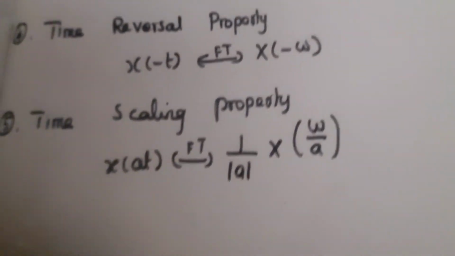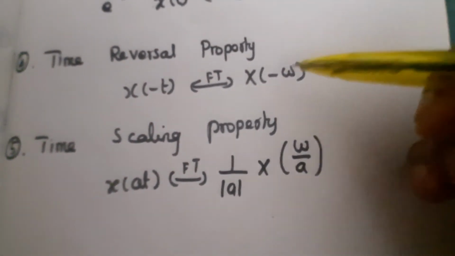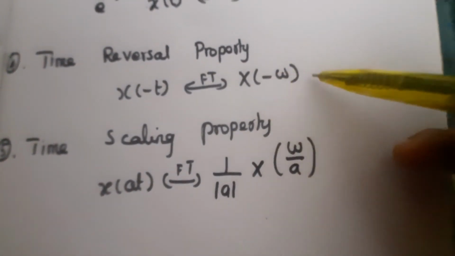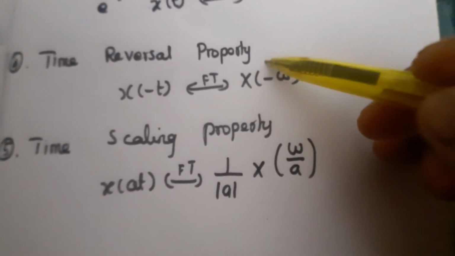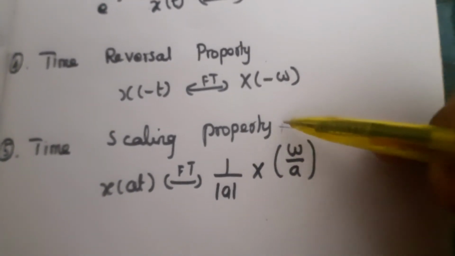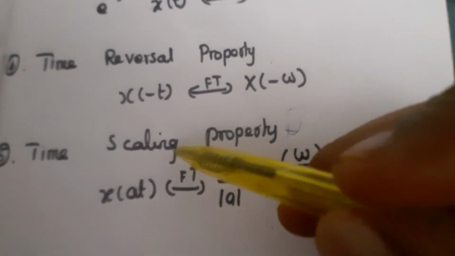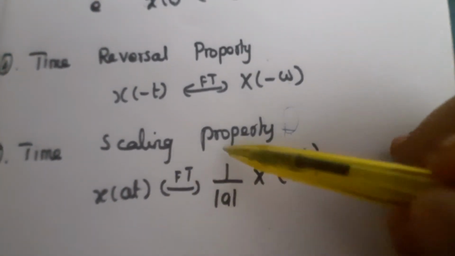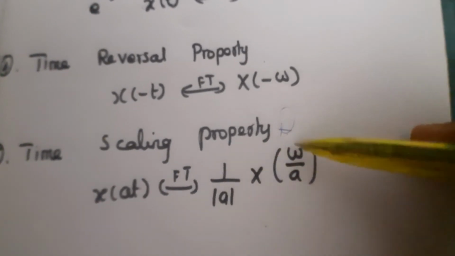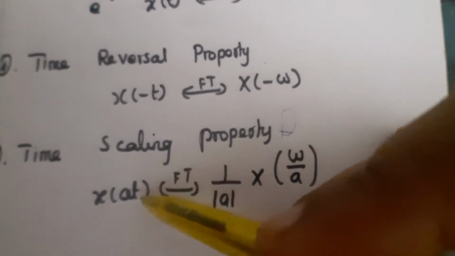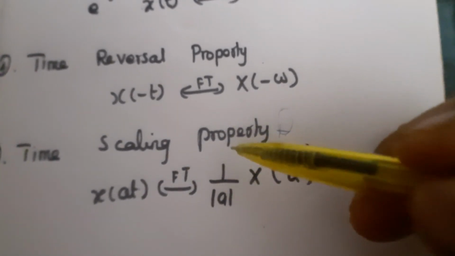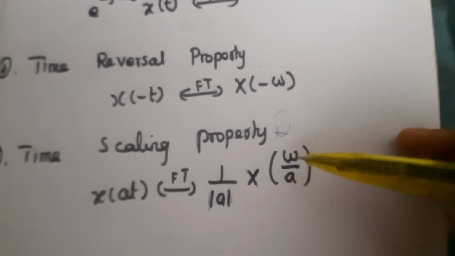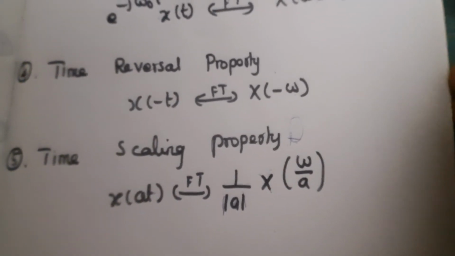So next one is the time reversal property. For x of minus t, the Fourier transform we get is X of minus omega. This is known as the time reversal property. Next one is the time scaling property, and this one is also very important. We can expect questions. If the signal is scaled in time, that is x of at, the Fourier transform becomes 1 divided by modulus a into X of omega by a. So this is known as the time scaling property.